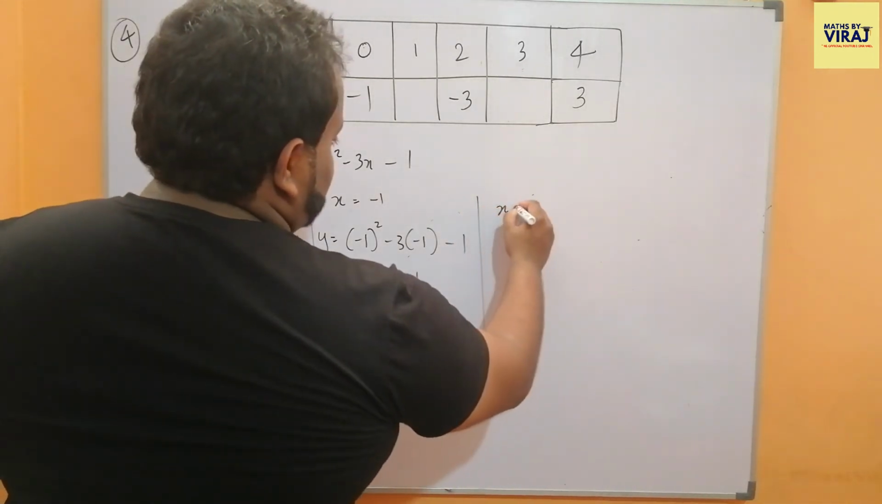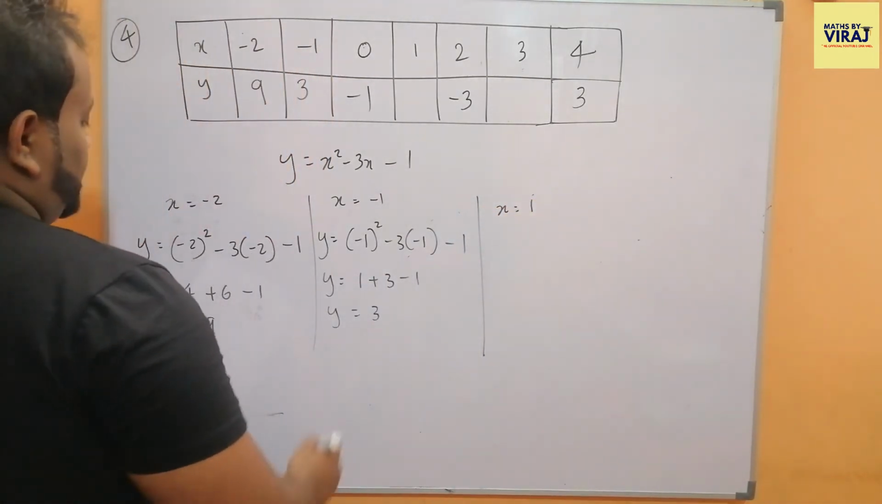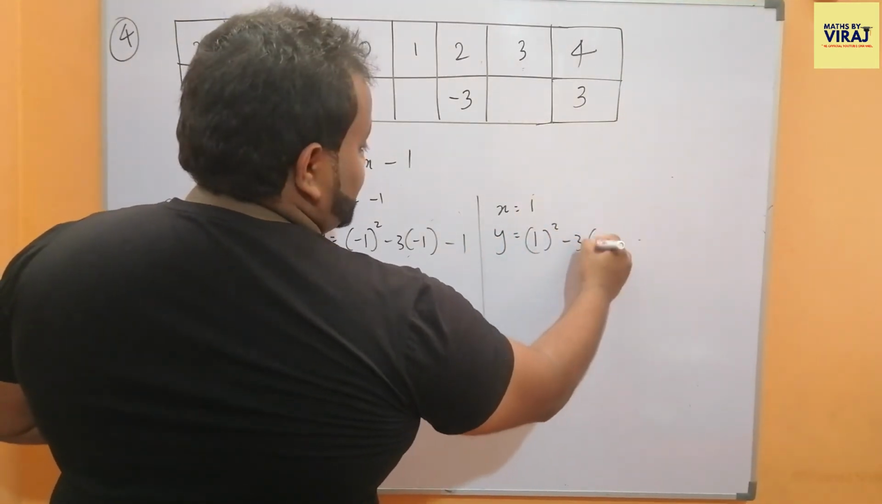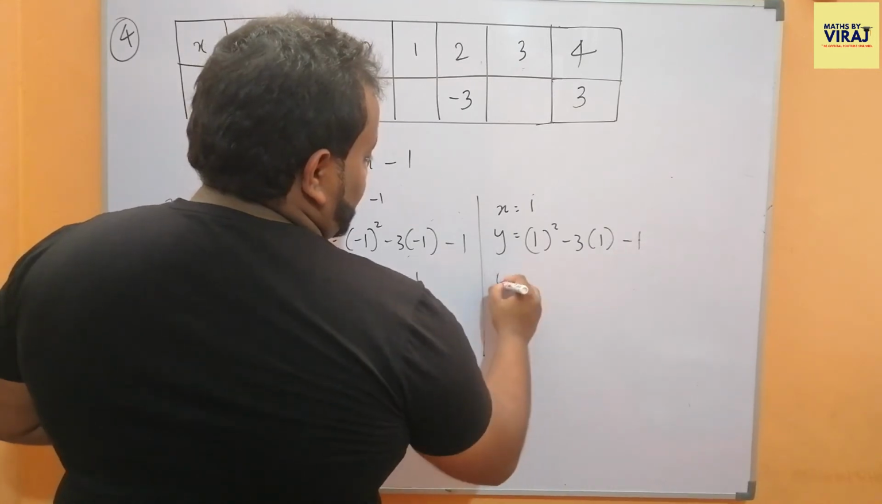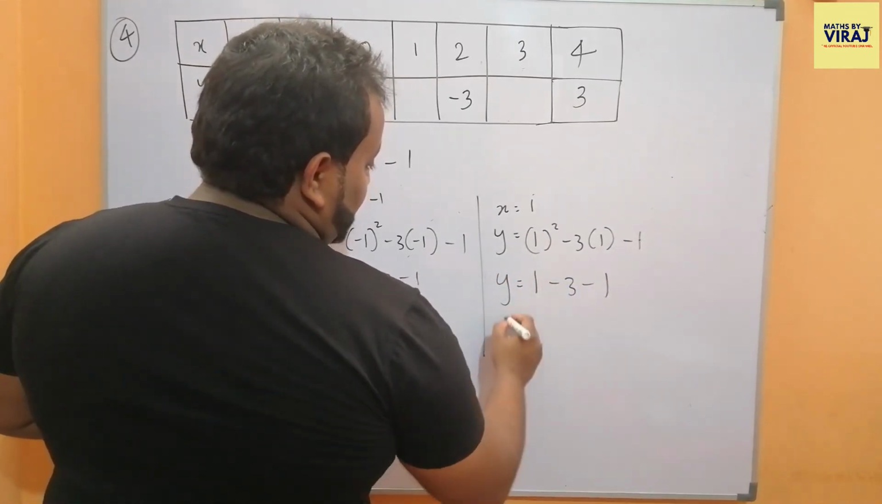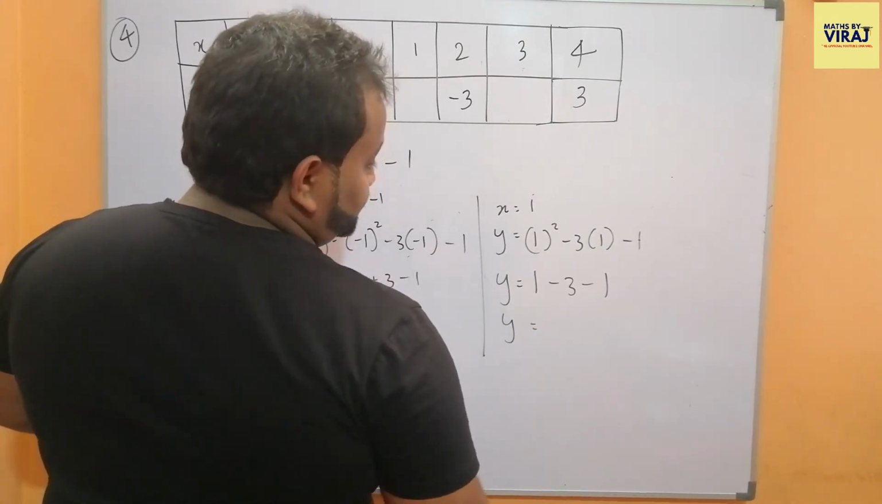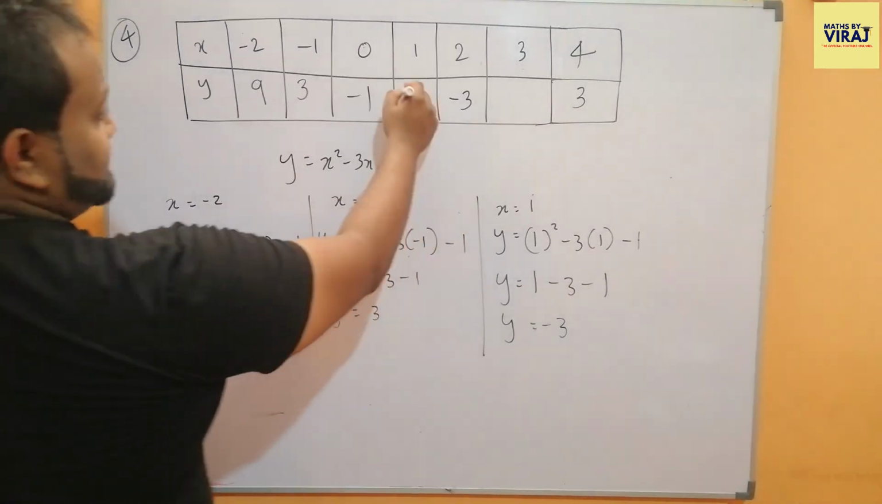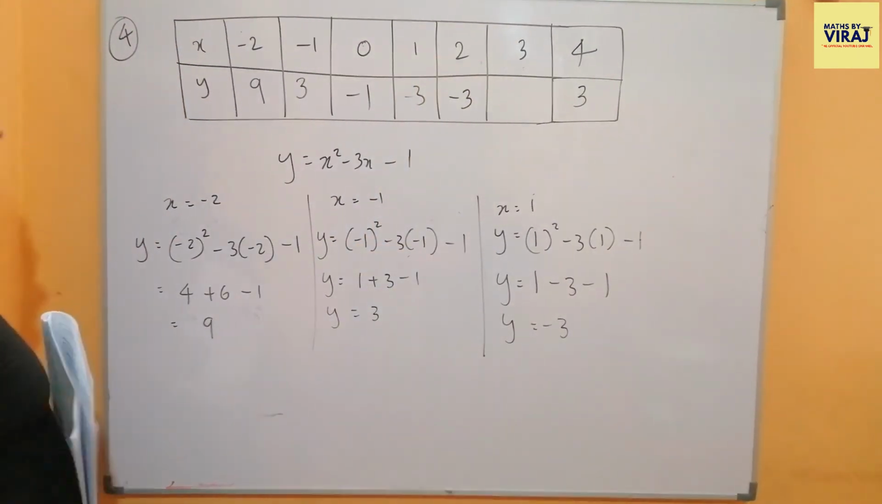When x is equal to 1, y is equal to 1 squared minus 3 times 1 minus 4. Y is equal to 1 minus 3 minus 4. Y is equal to minus 6. Therefore, I can have the answer here as minus 6.